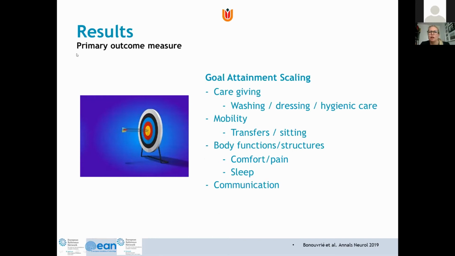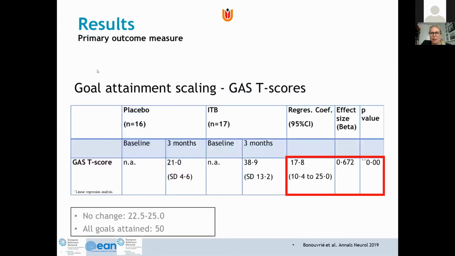In our trial, most individual treatment goals were related to facilitate caregiving, including washing and dressing and hygienic care. Goals for mobility were also frequent and were mostly to improve transfers in sitting, and other goals were to improve comfort, pain, sleep, and communication.